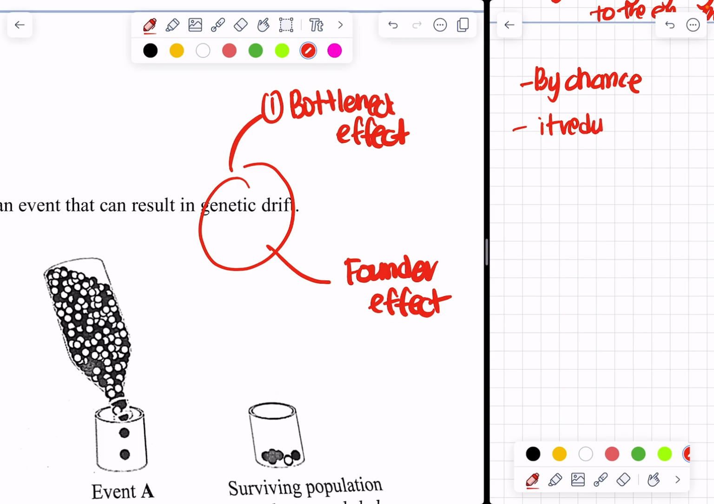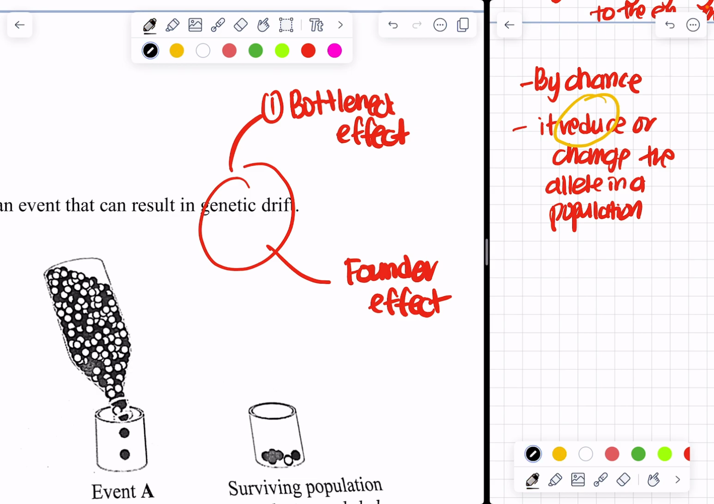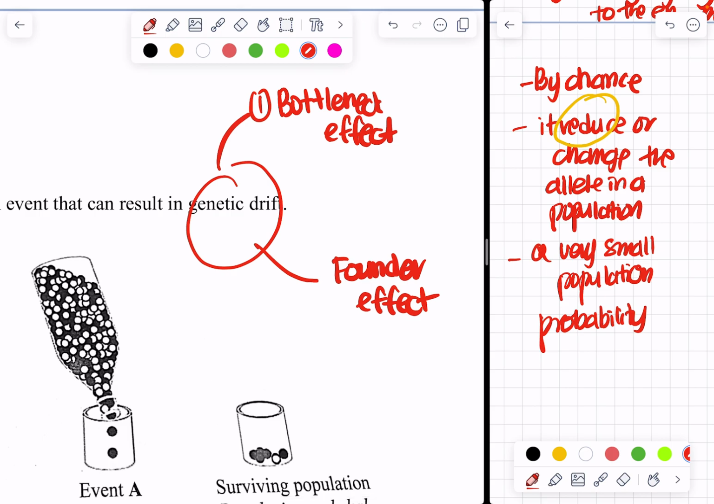Usually, it reduces or actually changes the allele in a population. I just want to emphasize here, it doesn't have to reduce, it can increase as well. That's why I put here, it can also change the allele. That is a more accurate way to say about genetic drift. And usually it's more obvious in a very small population. Because when it comes to probability, it has a bigger effect in a small population, or when you only have like 2 options, that would make a very big effect. So that is why genetic drift usually happens in a very small population.